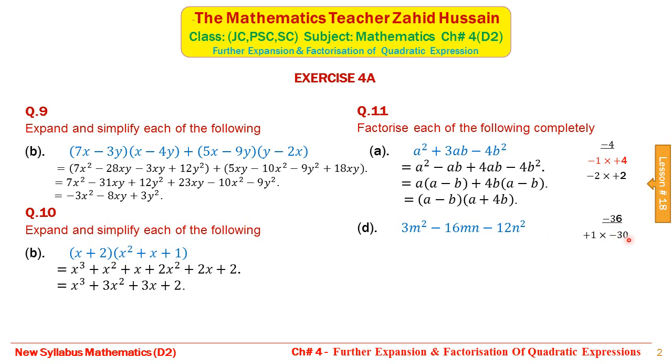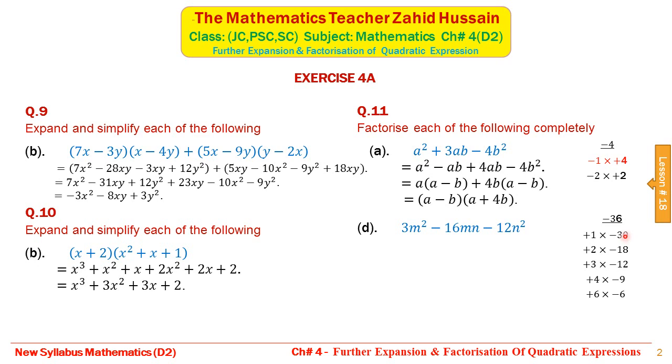It is plus 1 minus 30, plus 2 minus 18, plus 3 minus 12, plus 4 minus 9, plus 6 minus 6. These are the pairs of factors. 1, 2, 3, 4, 6, 9, 12, 18 and 30 are the factors of 36. Sorry, here there is 36. You will write 36 here.